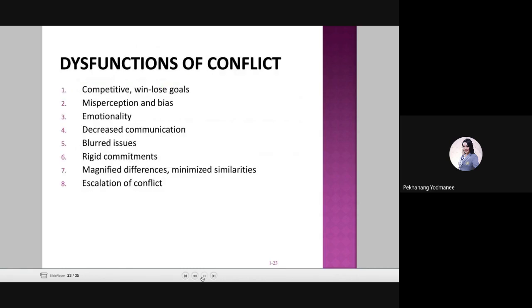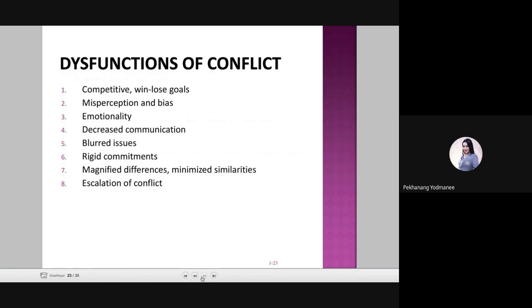Dysfunction of conflict. Most people initially believe that conflict is bad or dysfunctional. This belief has two aspects. First, that conflict is an indication that something is wrong, broken, or dysfunctional. And second, that conflict creates likely destructive consequences. So, there are many elements that contribute to conflict's destructive image.